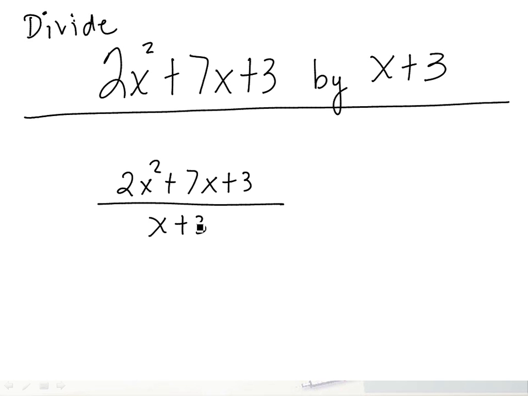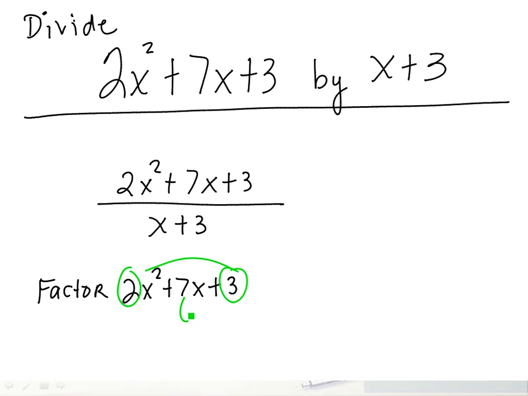So let's do that. How do we factor this trinomial here? Let's see if we can factor 2x squared plus 7x plus 3. What we've normally been doing, we multiply 2 times 3, we get 6, and we're trying to find factors of 6 that will give me 7. 1 and 6 gives me 7. Okay, so we'll write all of our terms.